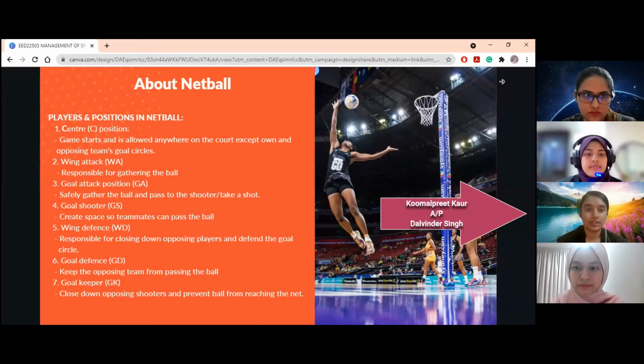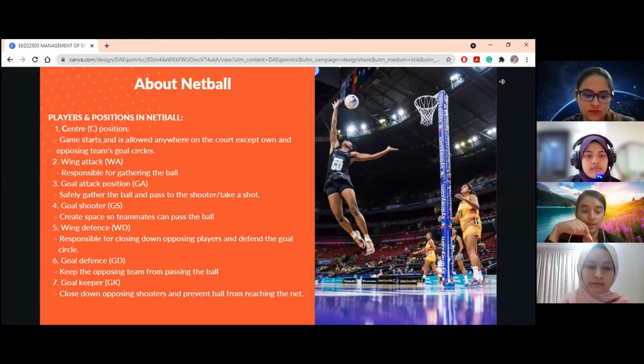Alright, so there are seven types of players and positions in netball. The first one is center, known as the C position. This is where the game starts, and the player is allowed anywhere on the court except the own and opposing team's goal circles. Next, we have the wing attack position, known as WA. This position is responsible for gathering the ball.